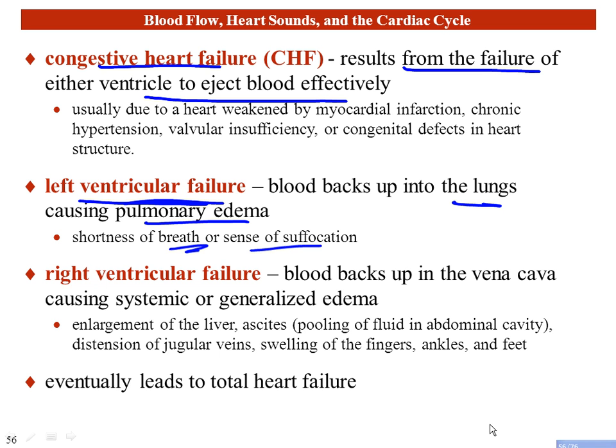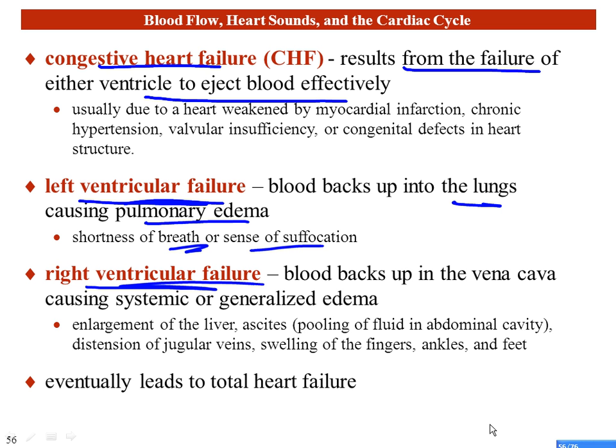Now, the other type of heart failure is right ventricular failure. If somebody has right ventricular failure, then basically the right side of the heart can't keep up with what's coming back from the systemic circuit. If it can't keep up, blood is going to back up and build up blood pressure. And if you build up blood pressure within the veins, that's going to lead to edema.